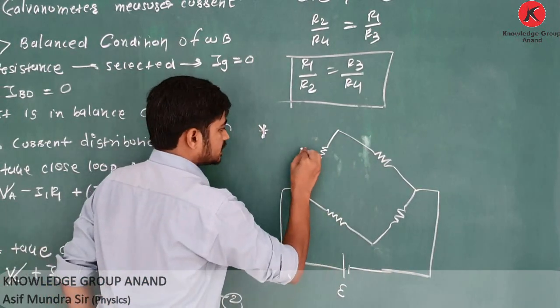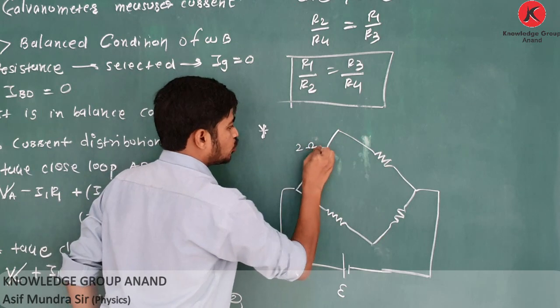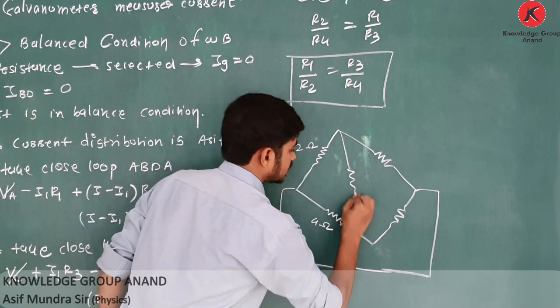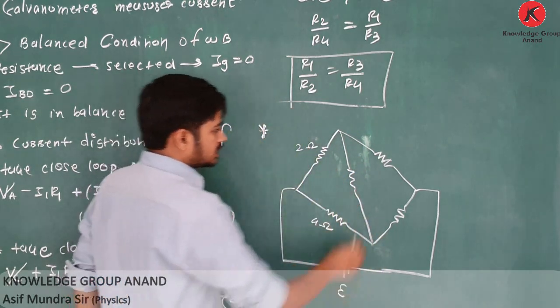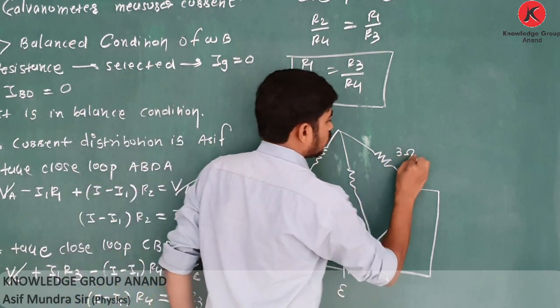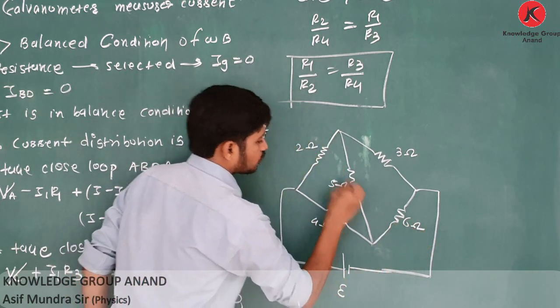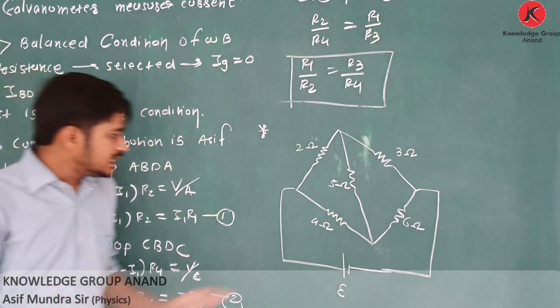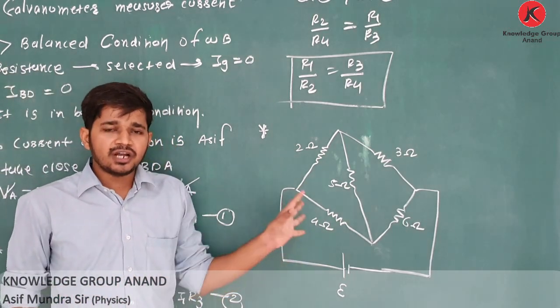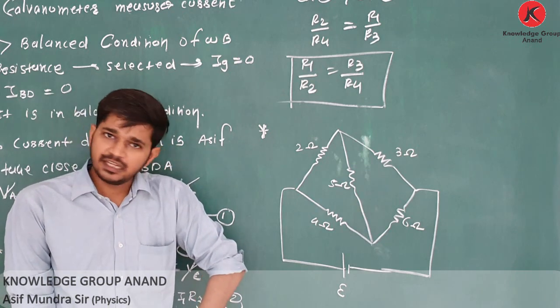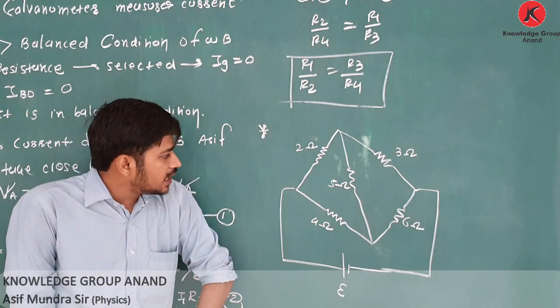Let this resistance be 2 ohm, this resistance 4 ohm, and another resistance 3 ohm, and this resistance is 6 ohm, and this one is 5. Clear about this? Such a circuit is called a Wheatstone Bridge.